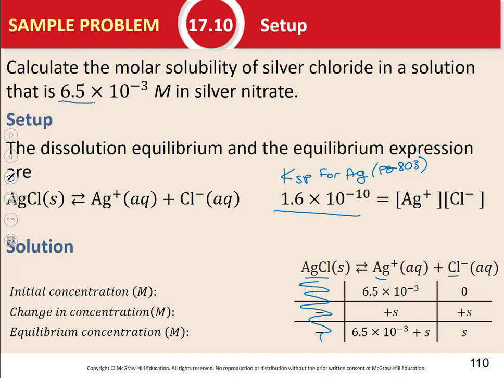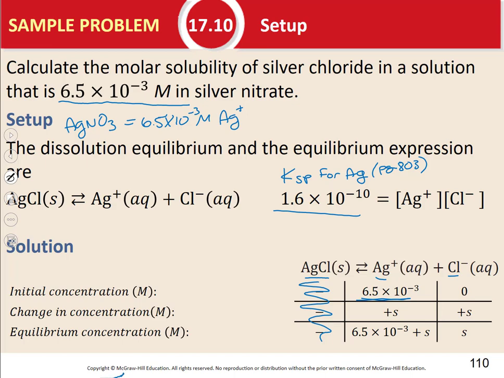If I'm 6.5 times 10 to the negative 3 molar silver nitrate, AgNO3, then because it's 1-to-1, I am 6.5 times 10 to the negative 3 molar silver ion. Pay attention to the stoichiometry there. There it was 1-to-1, but it might not necessarily be 1-to-1. So that's our initial concentration of silver, which is what goes in right here to our ice table.